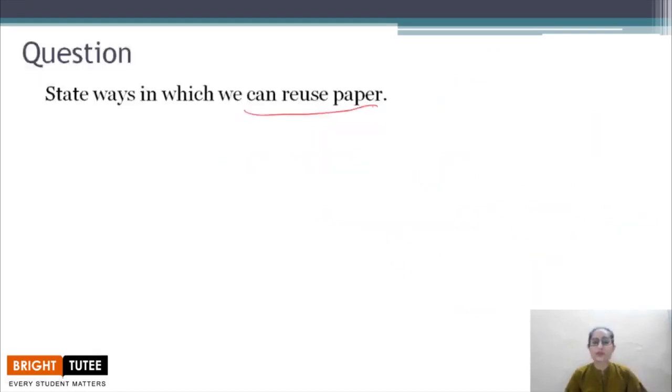State ways in which we can reuse paper. Students, there are many ways in which you can reuse paper which have been mentioned. You must already know this. Basically, this is a general question and it is not likely to come in your exam. If it comes, it will only be for 1 mark, right? So how can you reuse paper? Think of some creative ideas and answer this question.